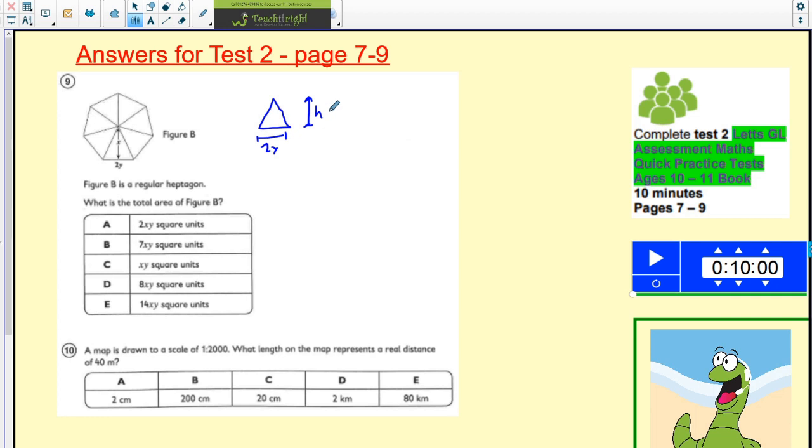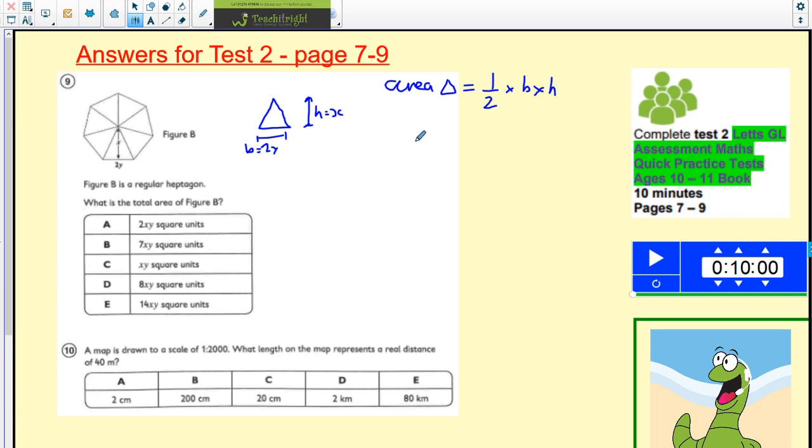And that is x. So the height equals x. And the base equals 2y. So this now applies you to work out a formula or a rule. It's the rule for areas of triangles. And the area of a triangle is half the base times the height.